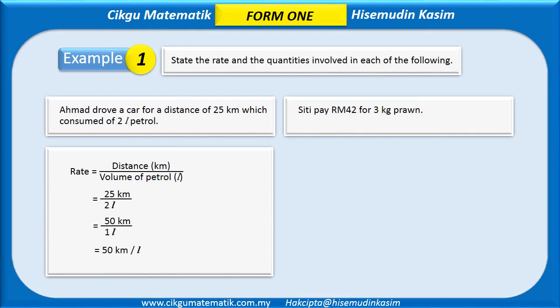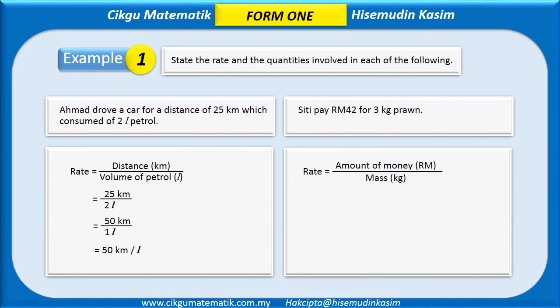Siti pays 42 ringgit for 3 kg of prawns. Rate equals amount of money in ringgit over mass in kg, equal to 42 ringgit per 3 kg, equal to 14 ringgit per 1 kg, equal to 14 ringgit per kg.